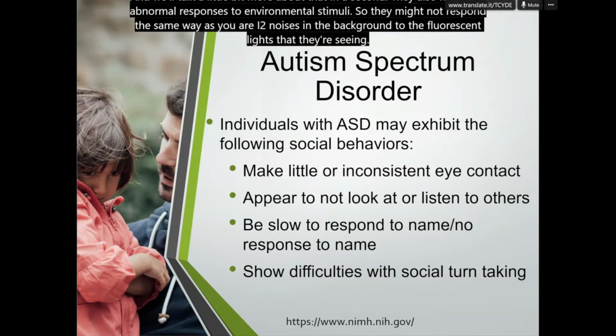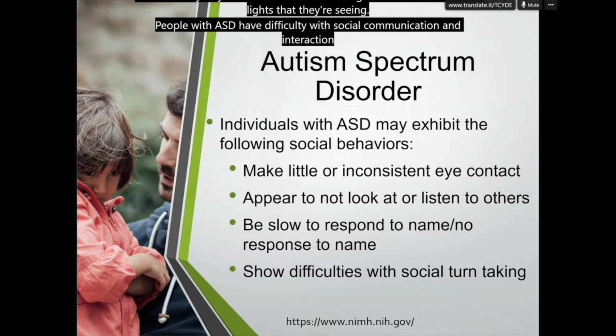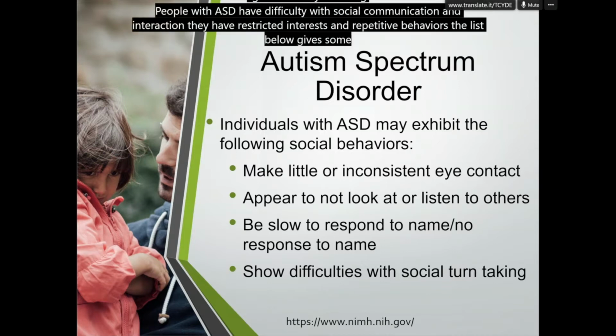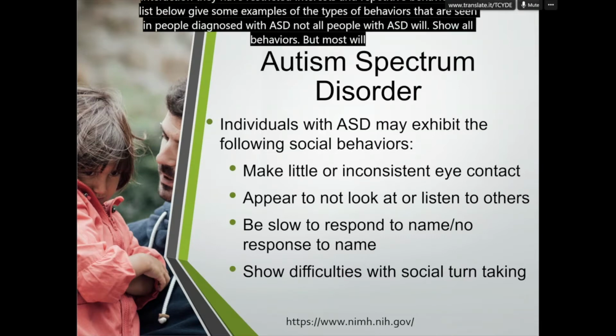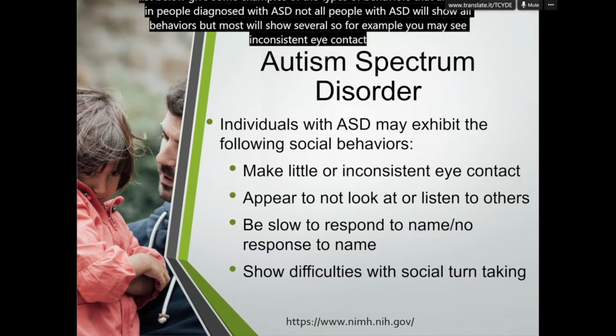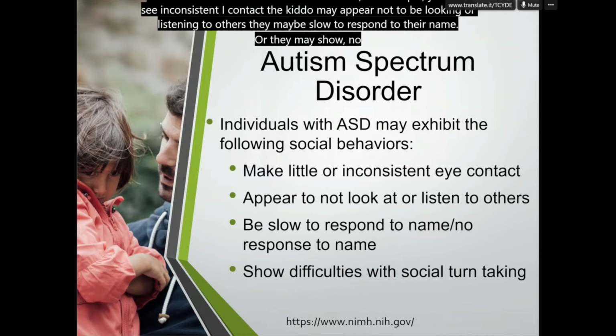People with ASD have difficulty with social communication and interaction. They have restricted interests and repetitive behaviors. The list below gives some examples of the types of behaviors that are seen in people diagnosed with ASD. Not all people with ASD will show all behaviors, but most will show several. So for example, you may see inconsistent eye contact. The kiddo may appear not to be looking or listening to others. They may be slow to respond to their name, or they may show no response at all. They may show difficulties with social turn-taking.